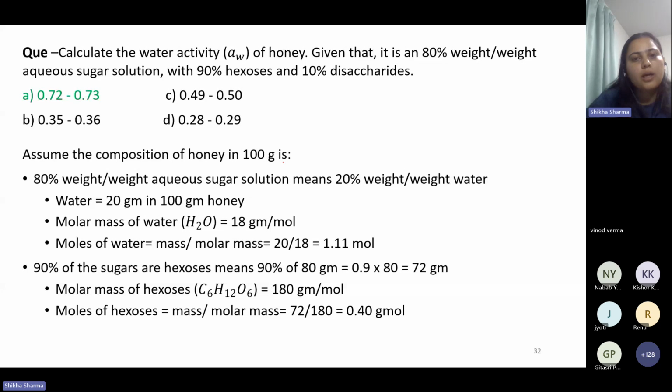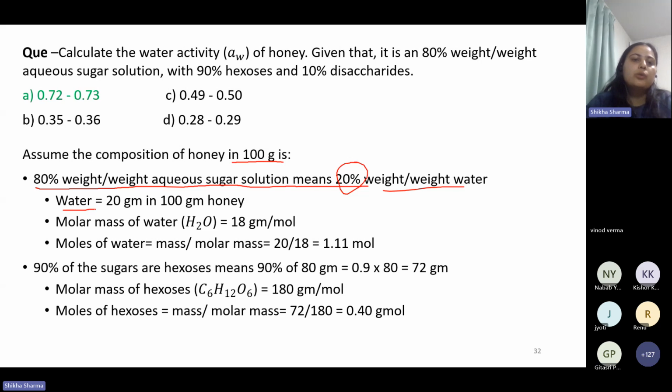So if we assume the honey weight is 100 grams, and 80% is the aqueous sugar solution, that means 20%, which is 100 minus 80 equals 20, is the weight of the water. So water is 20 grams in the honey. We know that the molar mass of water is 18 gram per mole because its formula is H2O. From the formula, we calculate 2 into 1 for hydrogen plus 1 into 16 for oxygen, which is 18 gram per mole. Now we can calculate the moles of the water, which is the mass divided by the molar mass.